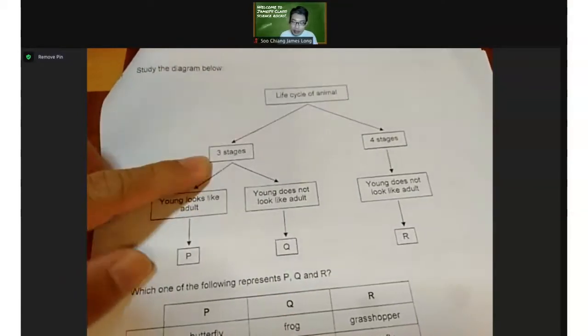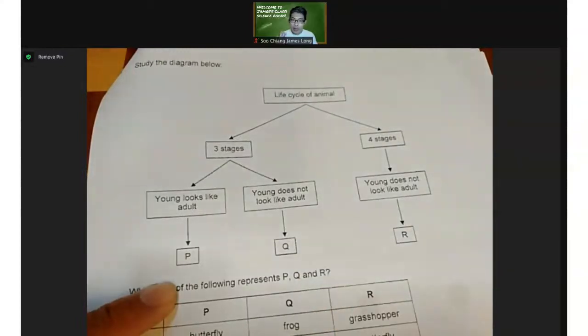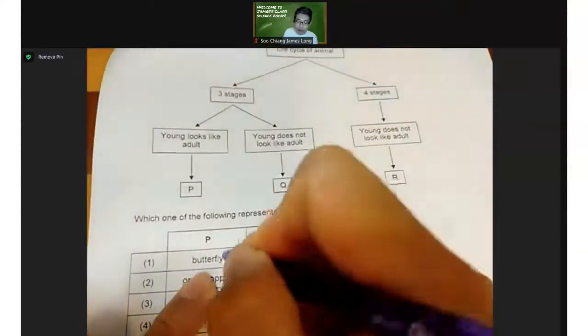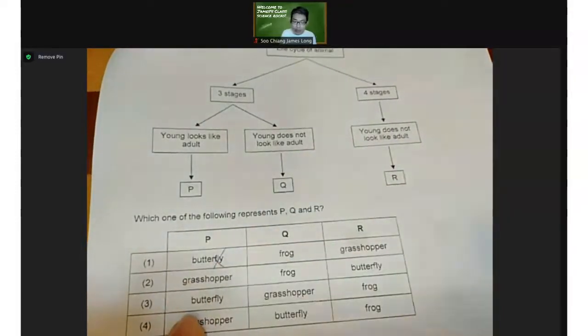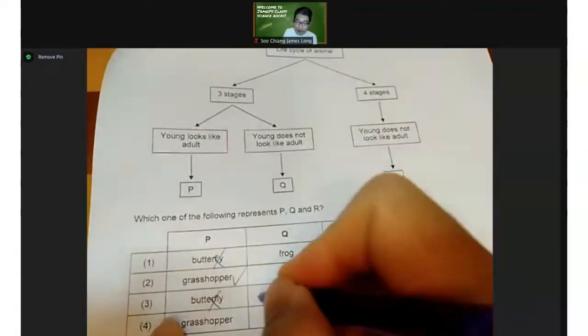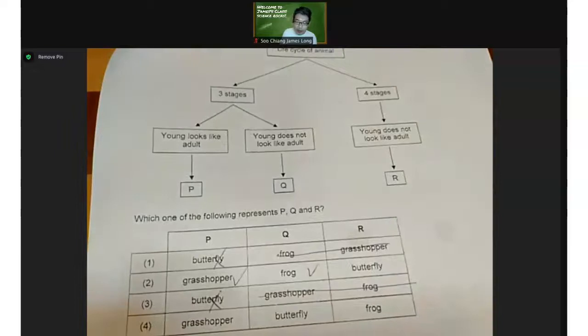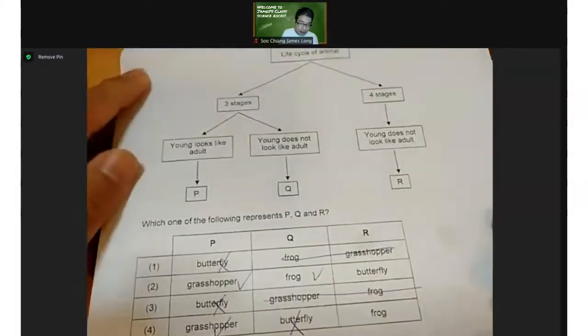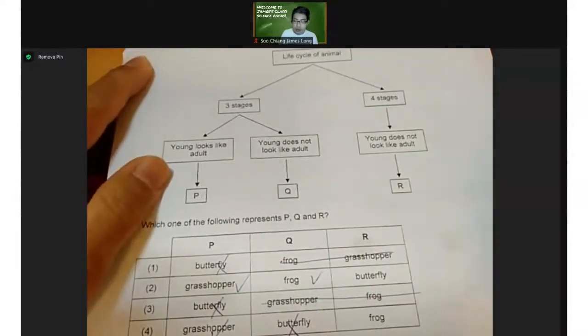3 stages, so P and Q must be animals with 3 stages. Let's check. Butterfly is 4 stage, wrong. I ignore the rest. Grasshopper 3 stage, frog 3 stage, okay. Butterfly, wrong, ignore the rest already. Grasshopper, possible. Butterfly is a 4-stage life cycle, so that is also wrong. So the correct answer for question 41 is 2.